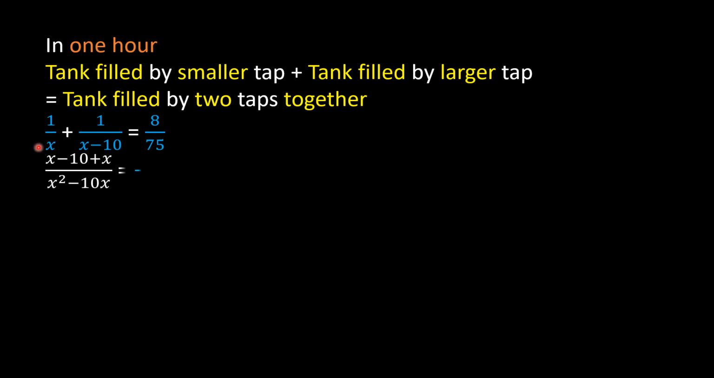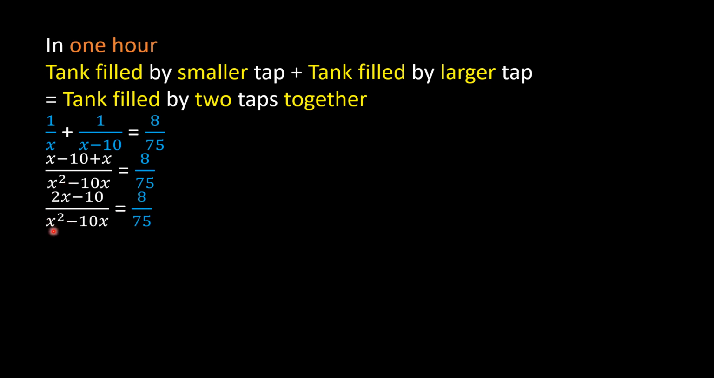We will cross multiply: 1 multiplied by x minus 10, x minus 10, x multiplied by 1, x multiplied by x, x squared, x multiplied by minus 10, minus 10x equals 8 divided by 75. Now x plus x is 2x minus 10 divided by x squared minus 10x equals 8 divided by 75. Now we will cross multiply.